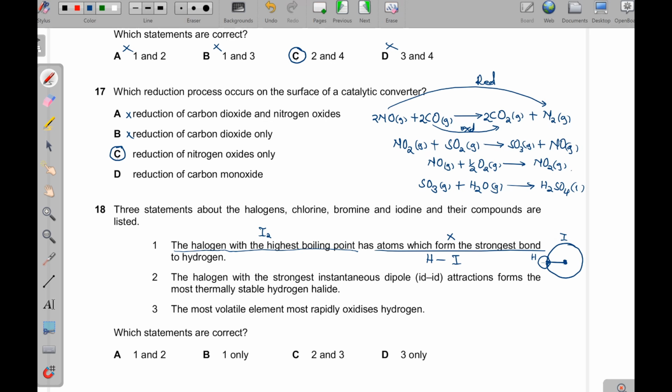So this one is off. Wherever there is 1, I will just cross it out. That means my answer has to be on C or D. Then we go to statement 2.